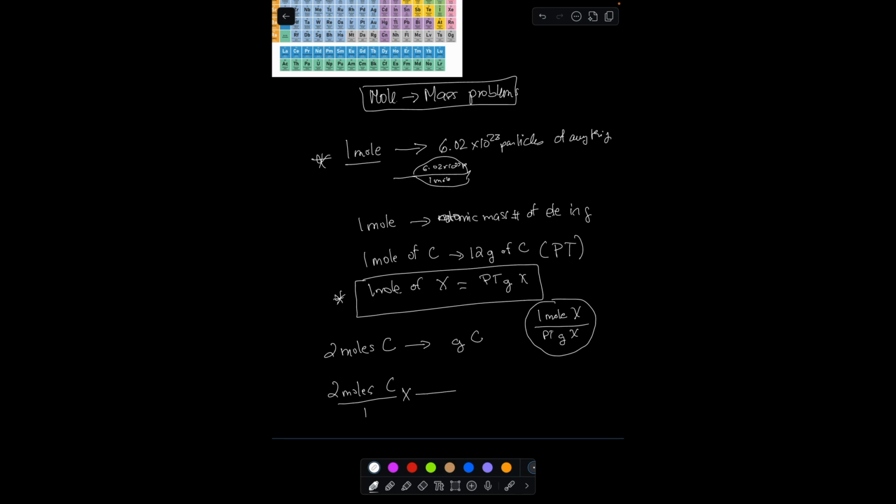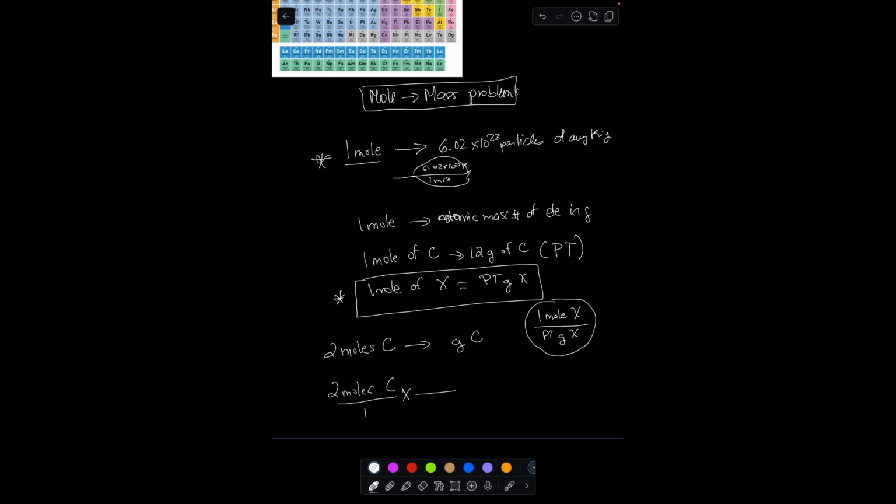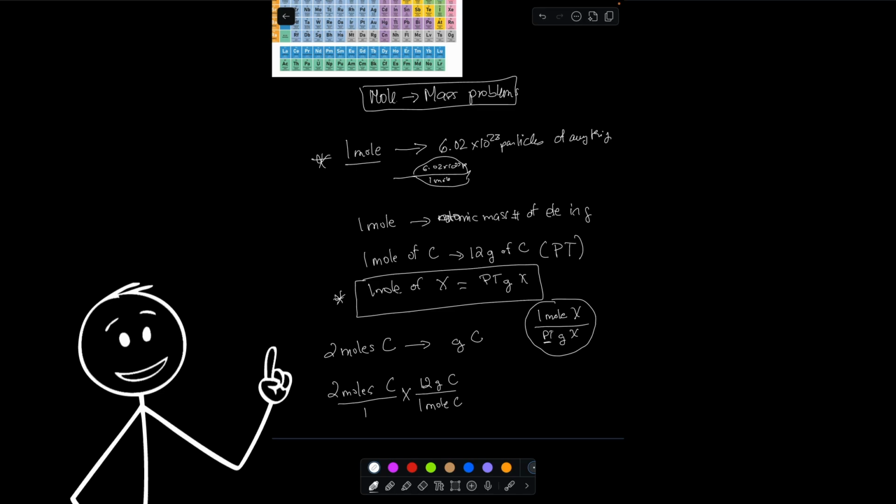Now remember, we need to align the units so that they can cancel out. So 1 mole of X and the grams of X. In this particular example, X being C, is that going to go at the top or the bottom? You are correct. We're going to put 1 mole, not of X, but of C, because that's what we're looking at. That's going to be at the bottom. And then we're going to look at the periodic table, right? We're going to look at C, because this is what we're looking at. And we see that it's actually 12. So 12 grams of carbon.